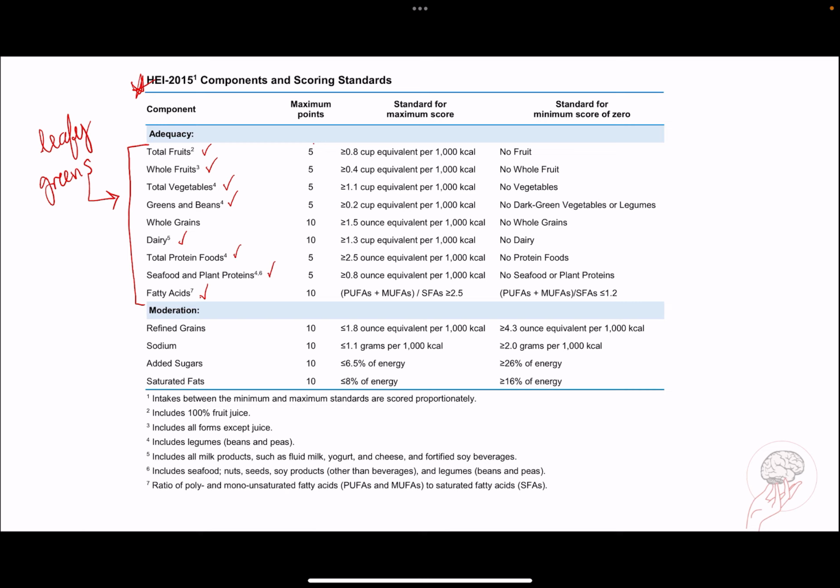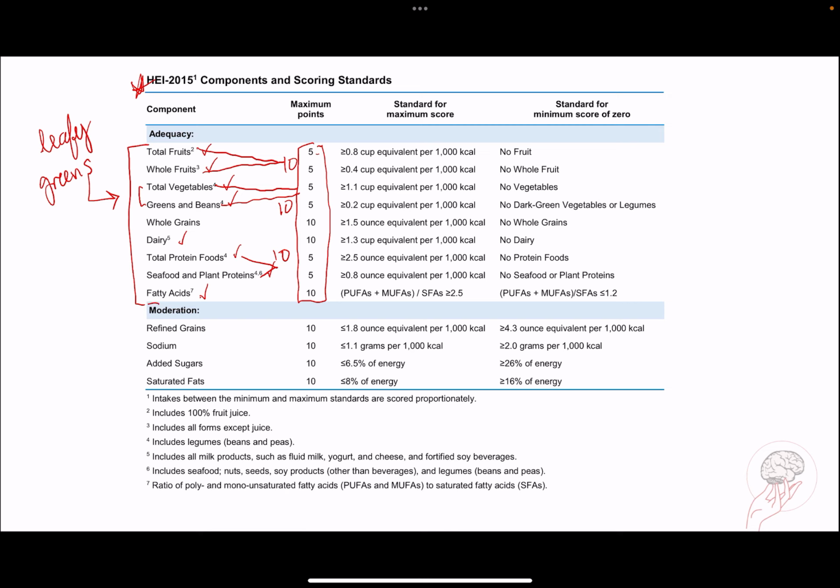You'll also notice the points. So for fruits, which is two categories, we have total fruits, whole fruits, both are equal to 5, so the total fruit category is worth 10. Similarly, vegetables and greens and beans, both worth 5. We can combine these to be a group of 10. Whole grains is a 10. Dairy, 10. Proteins made up of two components, you add those together, 10.